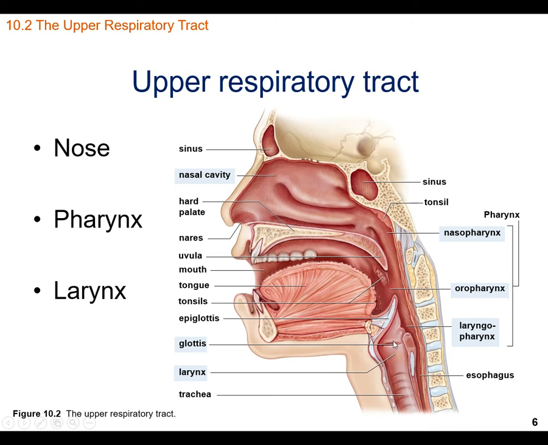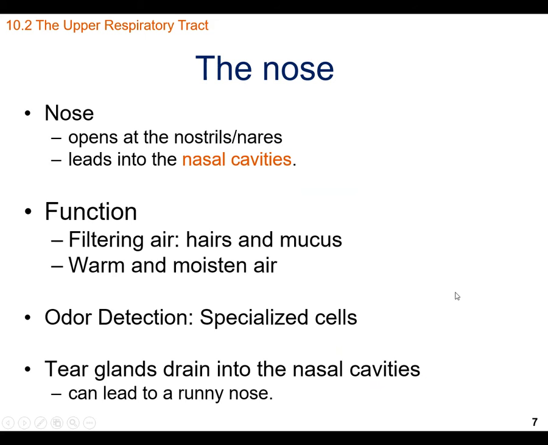The epiglottis, where the flap is that closes over the airway when you're swallowing so that food can go down the esophagus as opposed to into your trachea. And then we have the larynx, which is located about right here, which is your voice box. So let's dive a little more deeply into this.